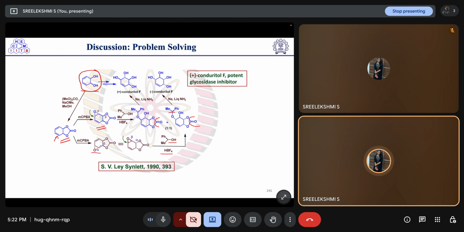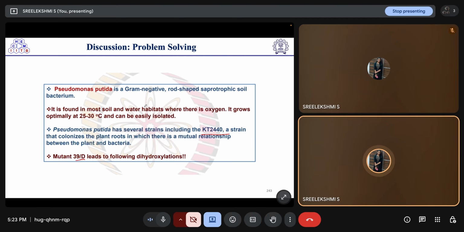If it goes over here, we will get this particular compound. Then what is happening? This can be written in this form also, so either this will form or this will form. Then the oxygen lone pair of this protecting group will attack over this center because of this double bond also, and the epoxide will open and give this product. Similarly, from this we will get this one. Then the removal of this protecting group and the carbonate will give plus-conduritol F, and from this we will get minus-conduritol F under Birch reduction conditions. So this is one synthetic application of the oxidation carried out using Pseudomonas putida.